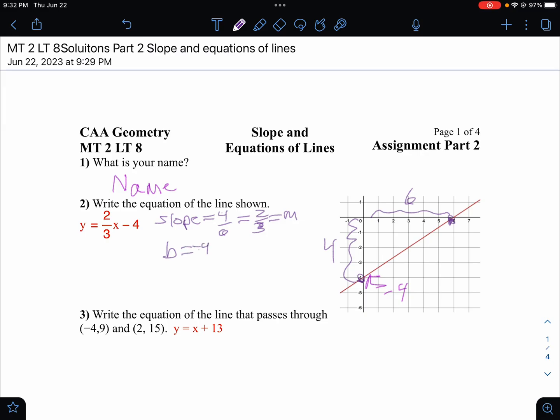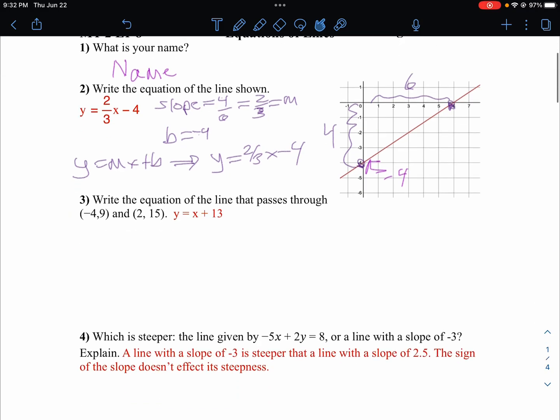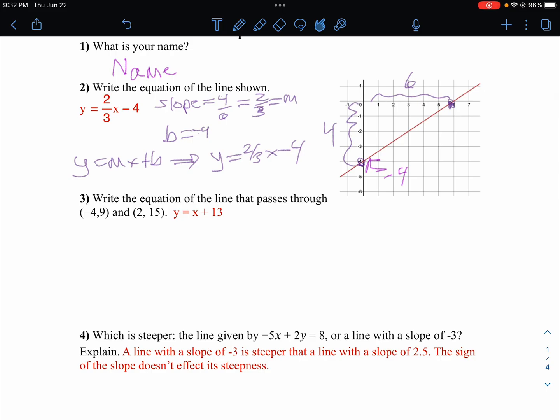So we're going to write our equation y equals mx plus b. So I'm going to say y equals 2/3 x minus 4, which I didn't have to write down again, but I wrote it there for you anyway. So you've got to show some work on this one, how you got it.